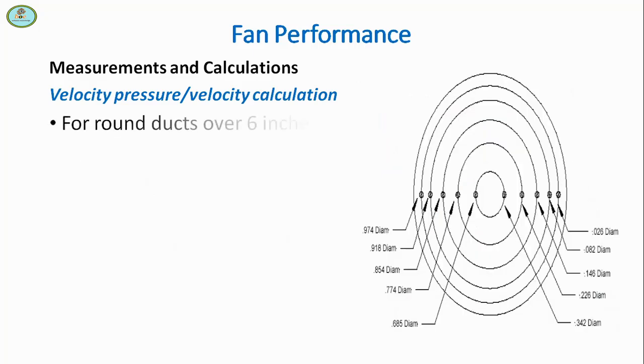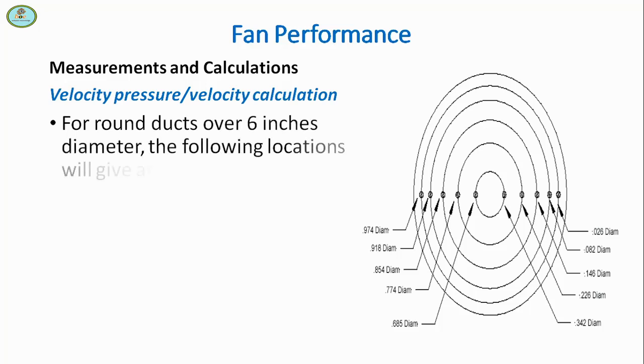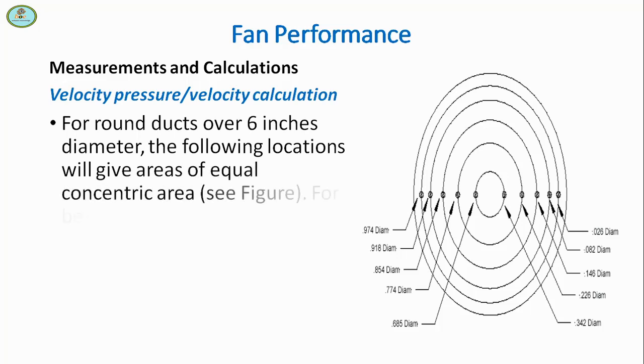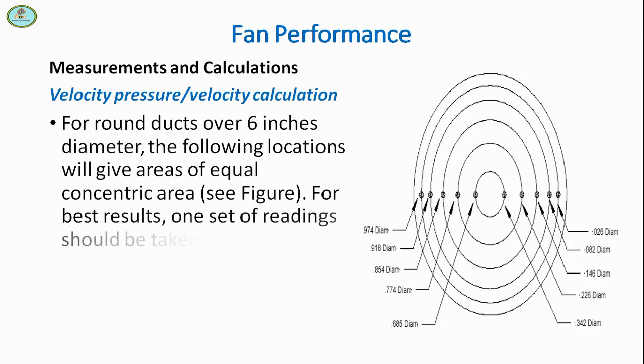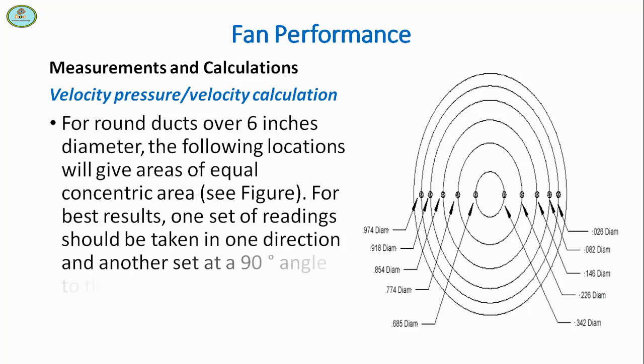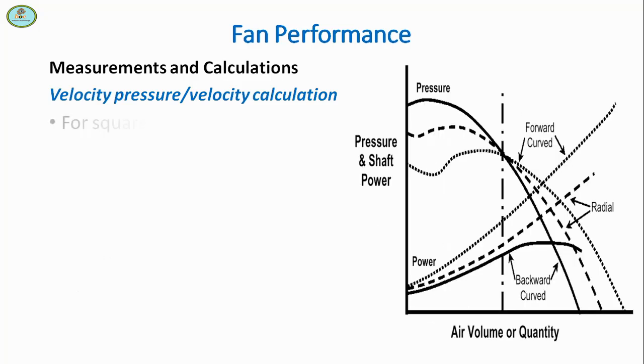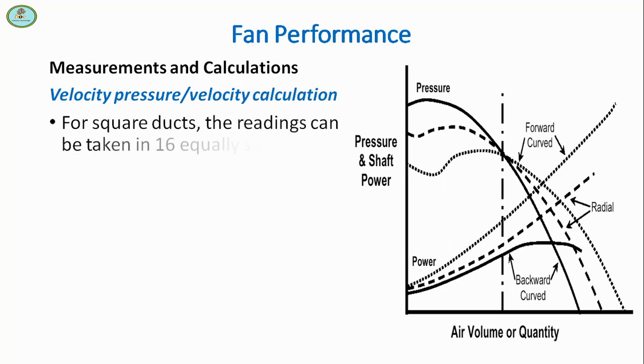For round ducts over 6-inch diameter, the following locations will give areas of equal concentric area, as seen in the figure. For best results, one set of readings should be taken in one direction and another set at a 90-degree angle to the first. For square ducts, the readings can be taken in 16 equally spaced areas.